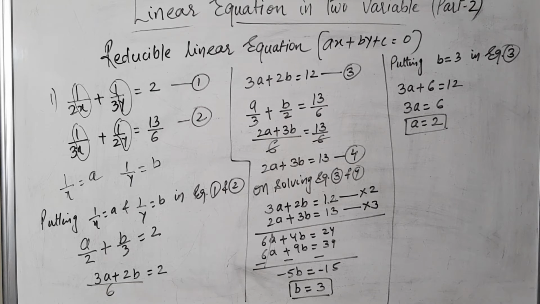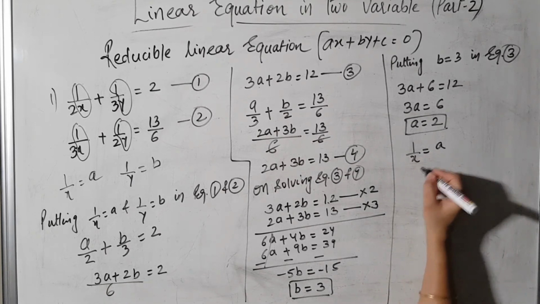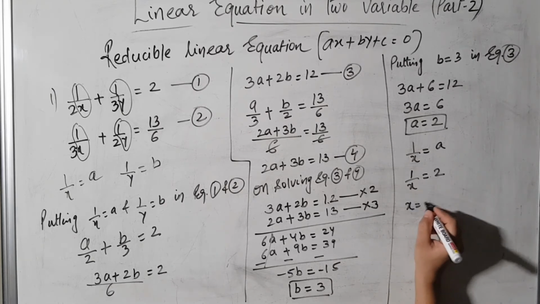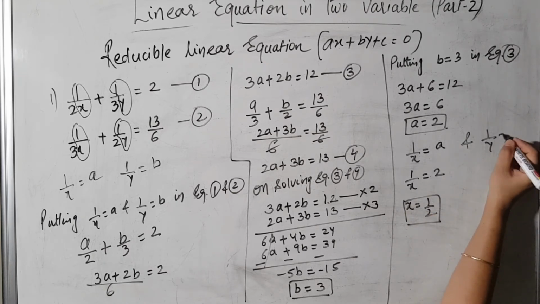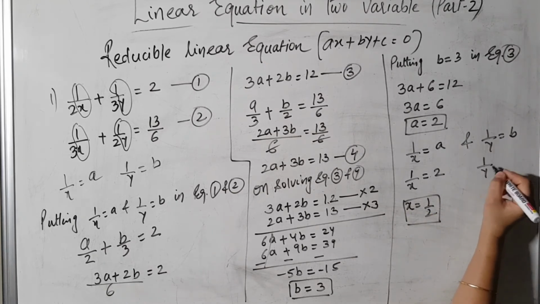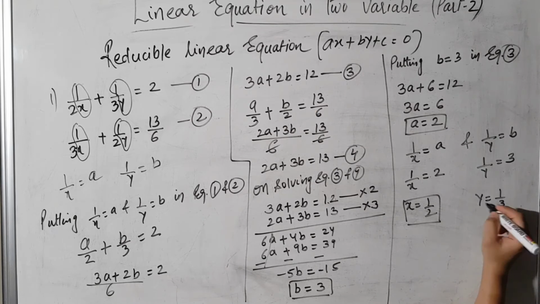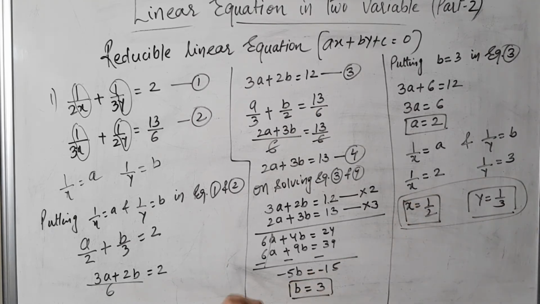Now what we have assumed in starting was 1 by x equals a. So 1 by x will be what? 2. Thus x will be 1 by 2. And we have assumed 1 by y to be b. So b is what? 1 by 3. Sorry, 3. So y is equal to 1 by 3. Thus this was the example of how to solve reducible linear equations.